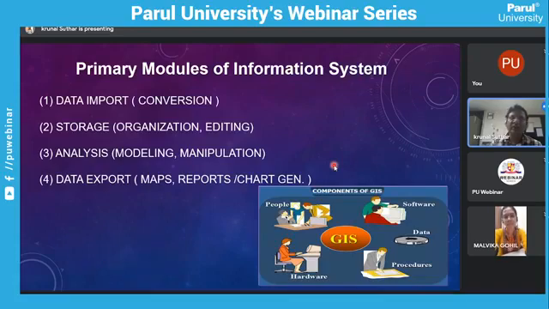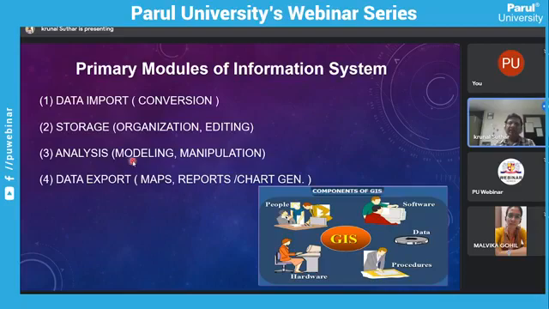It is divided into four modules. One is data import. You are importing the data from satellite images or from your existing map or by manual entry from hardware and computers. Second is storing the data. For data storage, we normally require a hard disk or a computer, but some data is also stored on the cloud. So remotely we can access the information and we can perform the analysis.